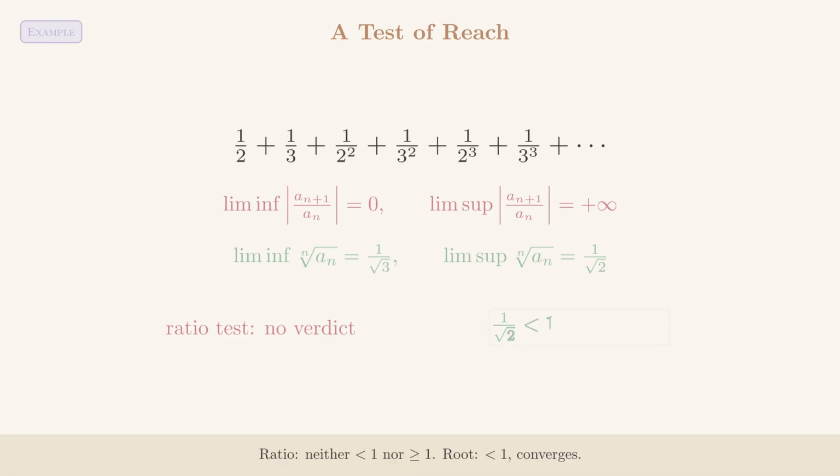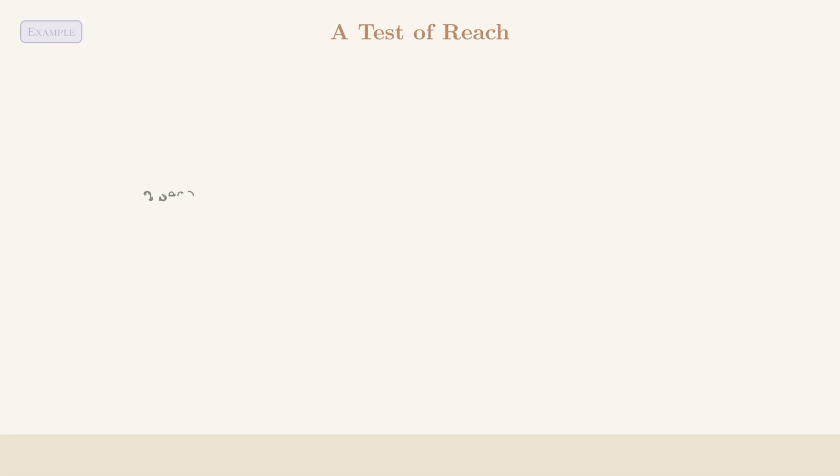But the root test sees an upper limit of 1 over root 2, which is below 1. The series converges. A second series behaves the same way. Its ratios swing between 1/8 and 2, so the ratio test cannot decide, while its roots tend to 1/2, and the root test again shows convergence.